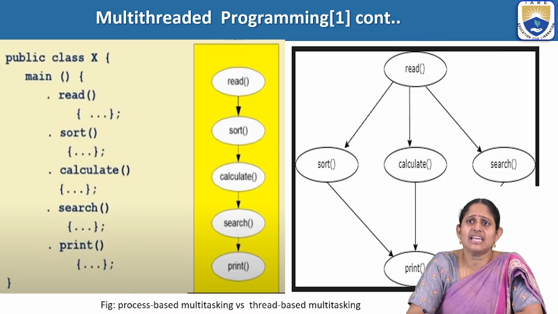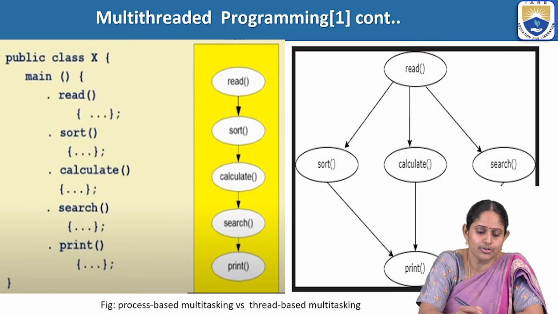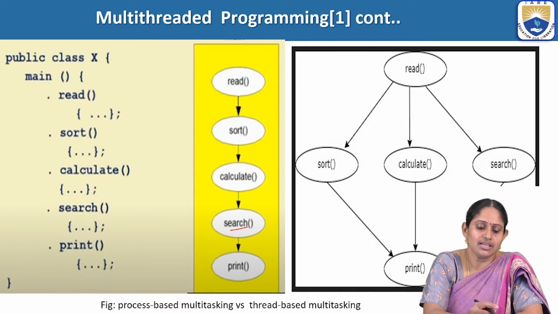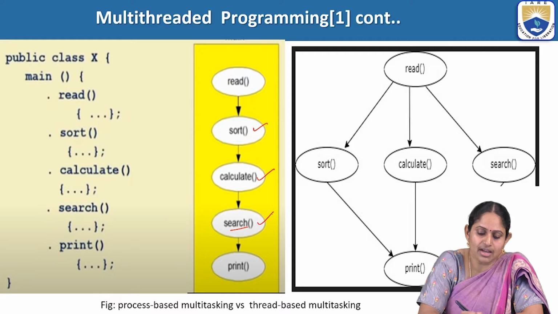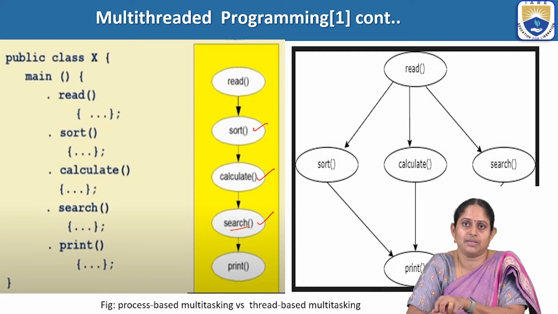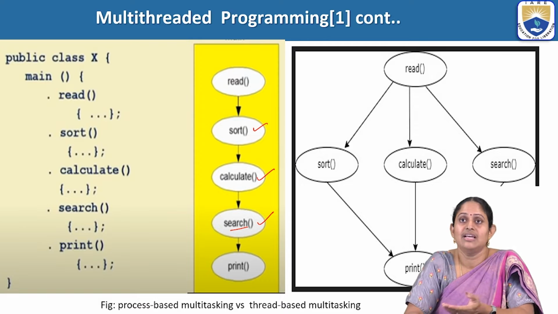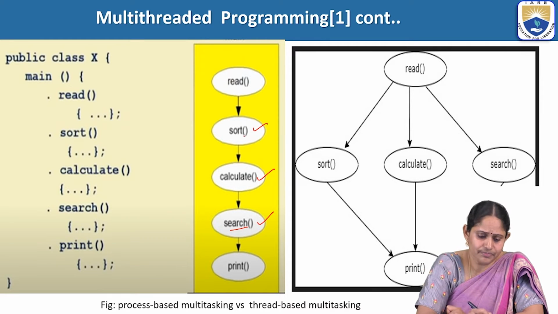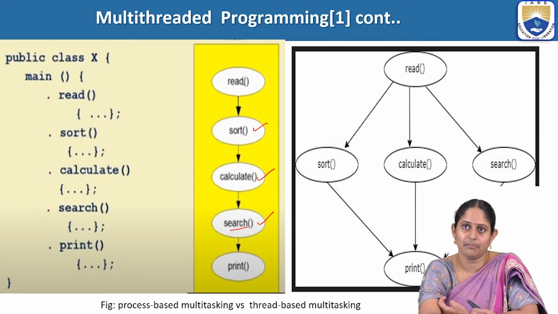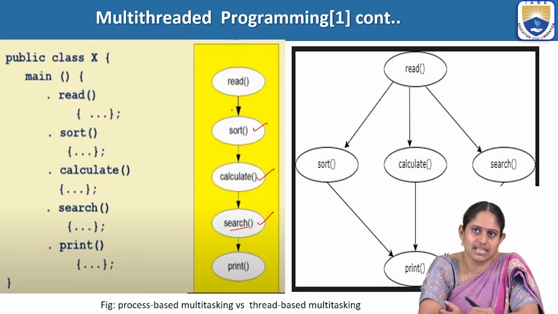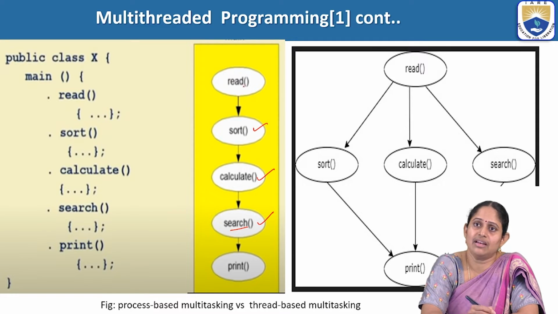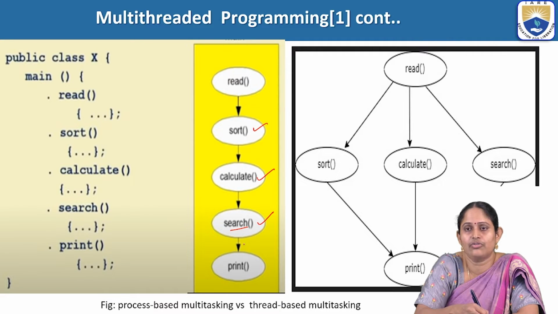Let's take an example of reading an array, where we have to perform sorting, calculate the sum, and search for an element. These can be done in C, which doesn't support multi-threaded programming, but then we have to do them linearly. That means after the completion of one method, only then can we move on to the next. After reading, we have to sort it. After sorting, we can go for calculating the sum. After that, we can go for searching an element.